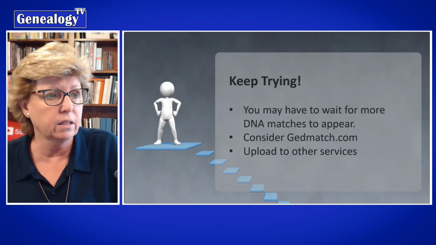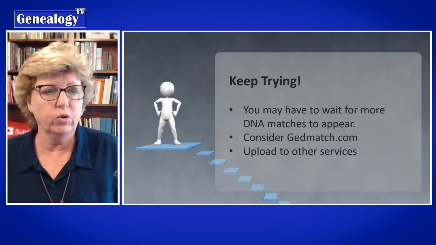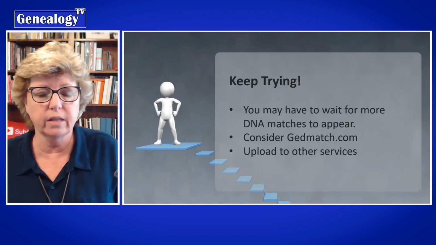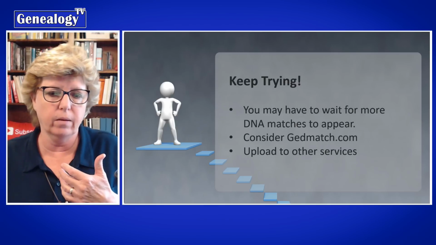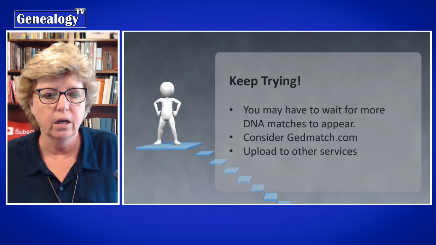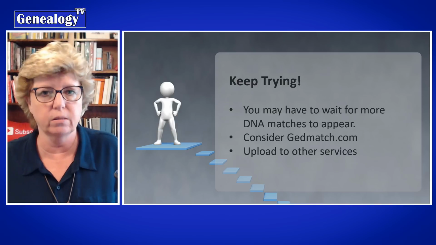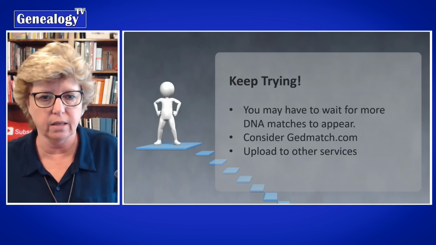And so, well, that's it. I mean, you can upload to other services and cast a wider net if you are not getting enough cousin matches. Now, if you're doing this on another service, other than Ancestry, you might consider using Ancestry because they're going to have more cousin matches. They've got a bigger database than anybody else out there.